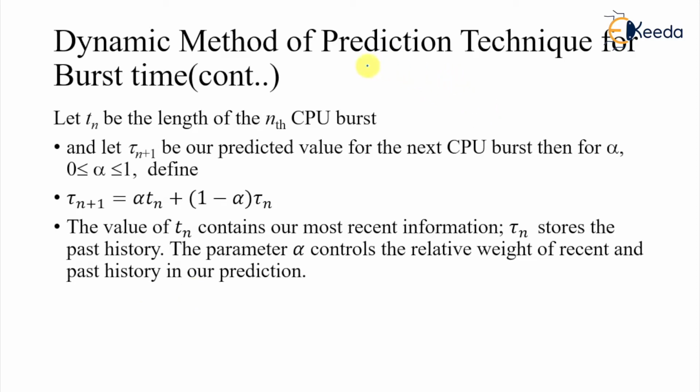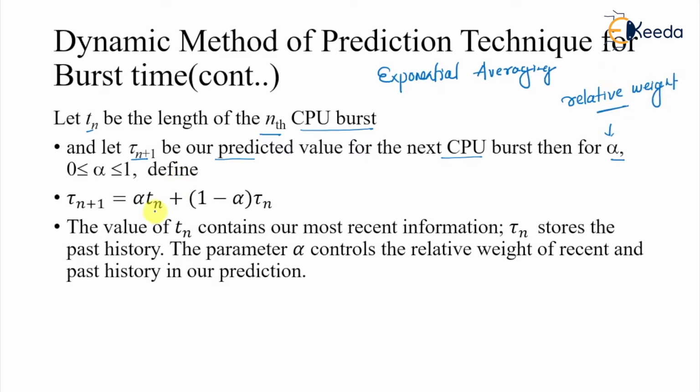The next one is exponential averaging. Here Tn is the length of the nth CPU burst, and tau n plus 1 is our predicted value for the next CPU burst. Alpha assigns the relative weight: how much weight we give to Tn, the actual burst time, alpha times Tn, and 1 minus alpha to the predicted one. So when predicting the n plus 1th burst, we give some weightage to the actual burst of n, the previous one, and some weightage to tau n, the predicted one.